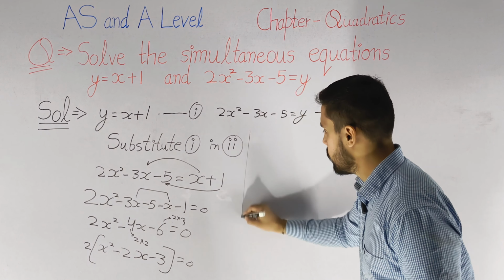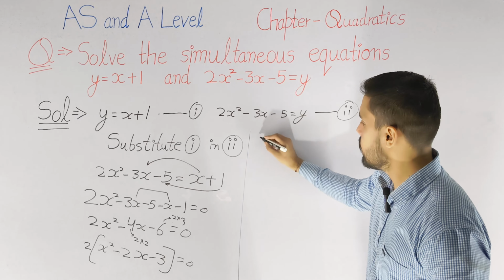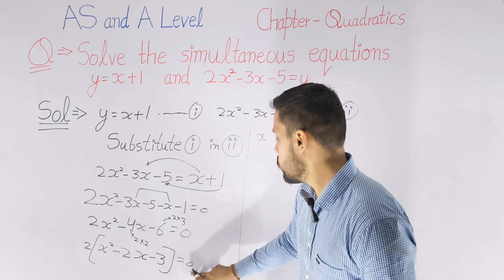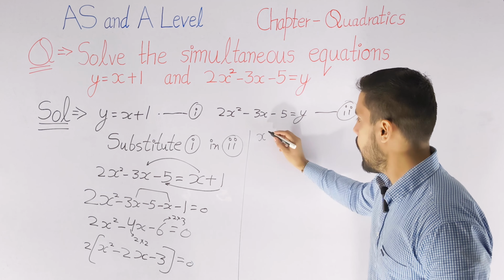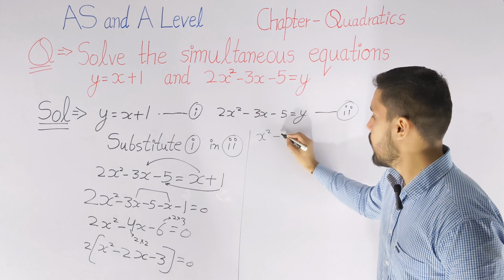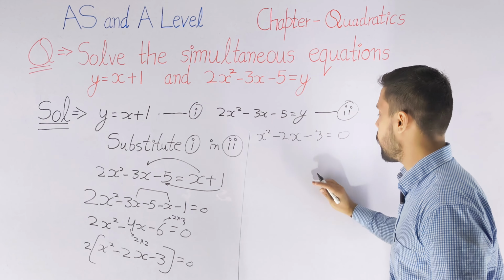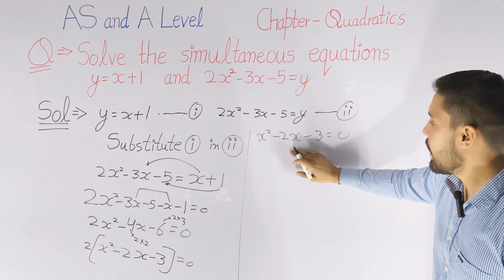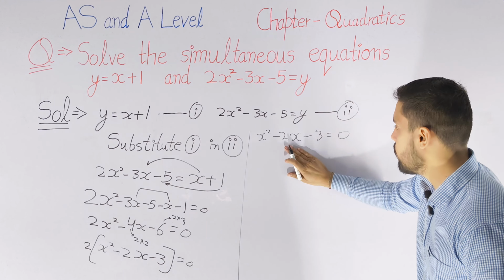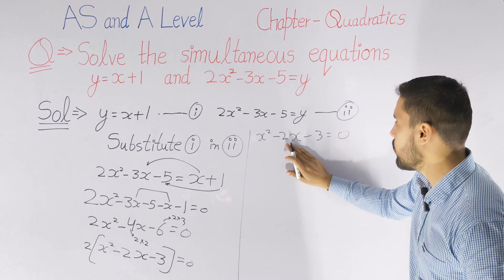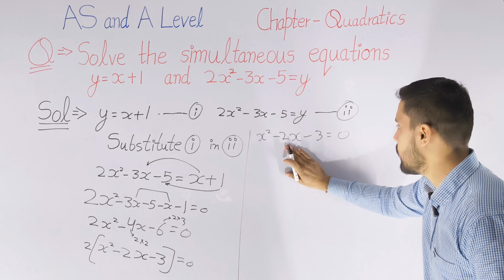And here I will solve the equation. When 2 is multiplied by 0, on the other side we will get 0. That's why we will consider x square minus 2x minus 3 is equal to 0. Because when we consider this as 0 and multiply by 2, on the other side we will get 0. That's why we are considering this as 0. And now we will solve this question by the split the middle term method.